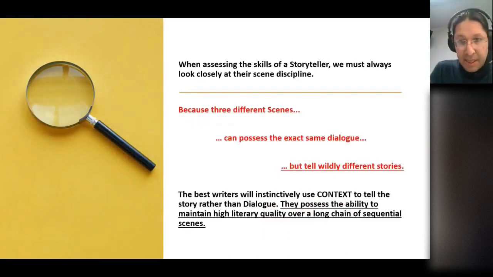So, when assessing the skills of a storyteller, we must always look closely at their scene discipline, because three different scenes can possess the exact same dialogue, but tell wildly different stories. The best writers will instinctively use context to tell the story rather than dialogue. They possess the ability to maintain high literary quality over a long chain of sequential scenes.